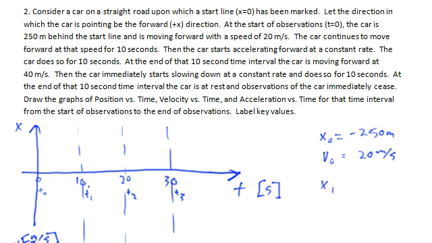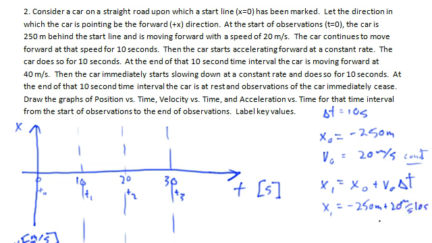So x1 at 10 seconds is going to be equal to... the delta t's are all 10 seconds. I think I'll write that down. Delta t equals 10 seconds. So x1 is x0 plus v0 times delta t, because this is constant. So x1 is minus 250 meters plus 20 meters per second times 10 seconds. That's 10 times 20, that's 200. x1 looks like it's minus 50 meters.